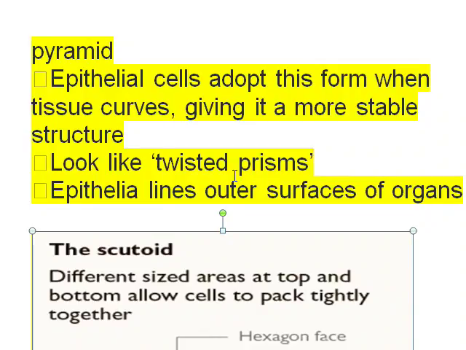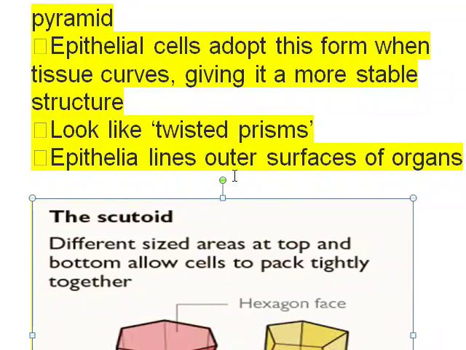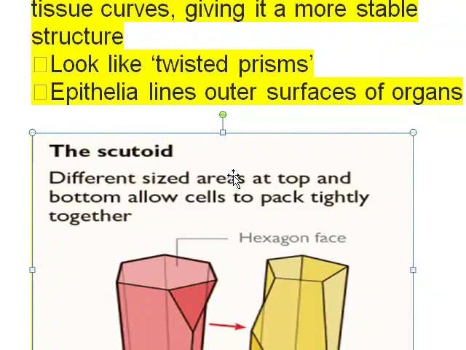Epithelial cells adopt this form when tissue curves, giving it a more stable structure. It looks like a twisted prism. And epithelium lines the outer surface of organs.